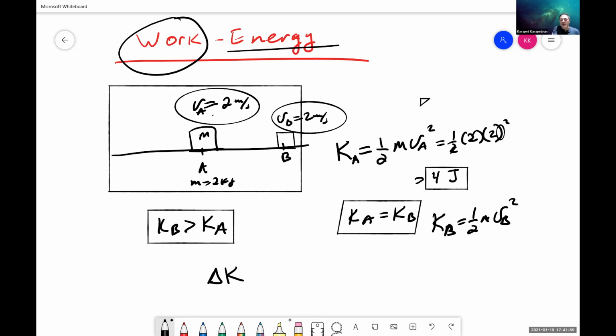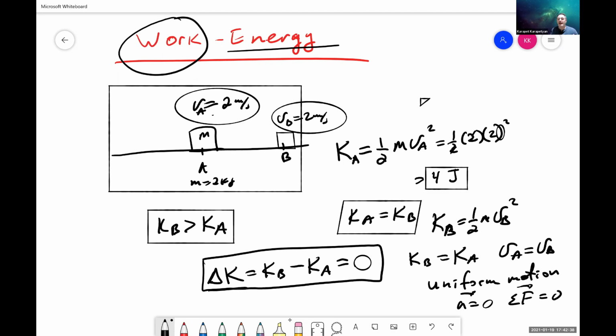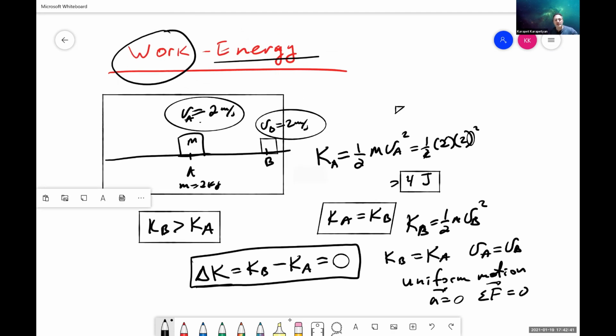Delta K is the kinetic energy at point B minus the kinetic energy at point A, the kinetic energy difference between those two points, and it can tell us a lot about the motion. As I said, if we calculate this and get 0, which means delta K equals 0, then KB is the same as KA, which means the speed at points A and B is exactly the same. So this is a uniform motion. What else do we know about uniform motion? No acceleration, net force equals 0, and so on. That means we can look at this changing kinetic energy and use it to understand the motion.